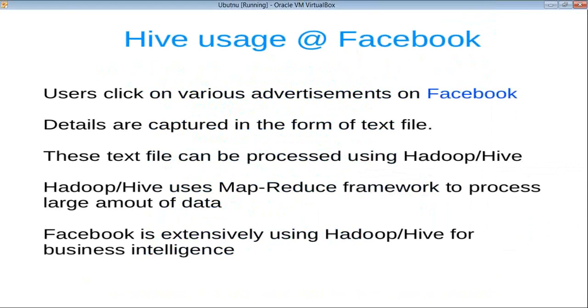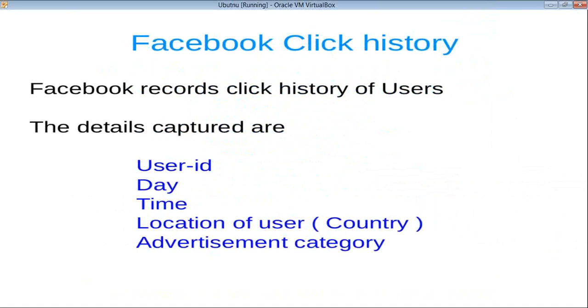Now let's check which type of details are being captured by the Facebook team. So when you are logging into Facebook from any geographical location in the globe, and you are clicking on any advertisement category, the Facebook team is immediately capturing your details, like your user ID, which uniquely identifies you. The day may be Monday, Tuesday, Wednesday. Why are they capturing the day? Because they may be interested in finding out some analysis based upon weekdays or weekends.